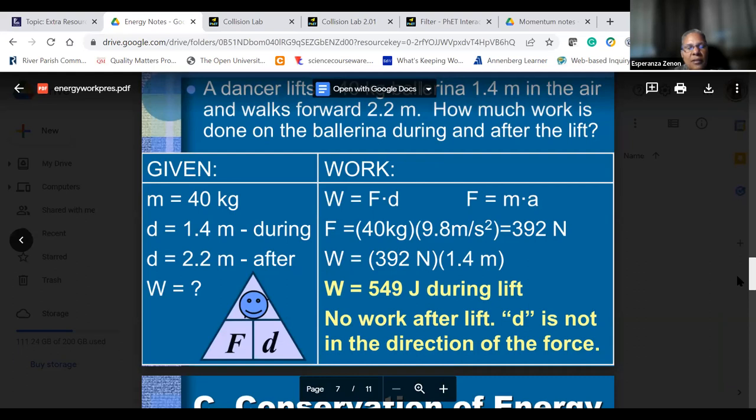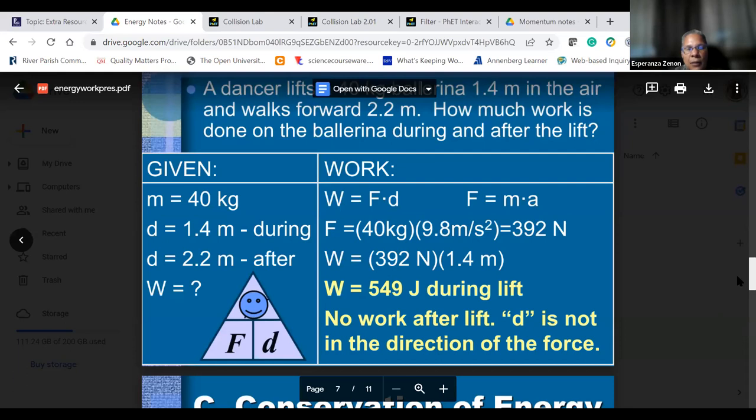So the force that you have to balance in order to lift the ballerina is her weight, which is 392 newtons. So now we take that force and we multiply it times the distance that the ballerina is going to travel during the lift, which is 1.4 meters. So you multiply those two, and you get 549 joules of work being done in order to lift the ballerina.